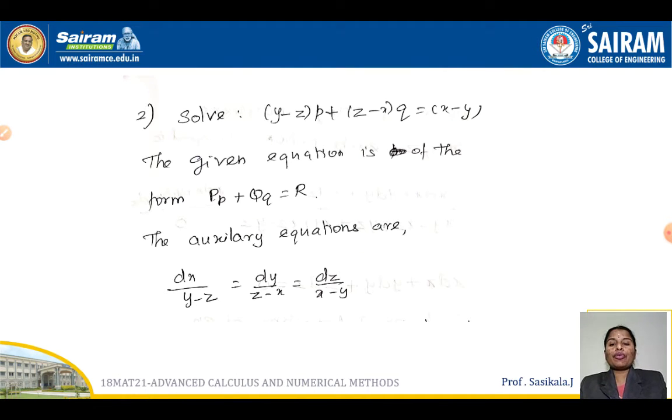Okay, so the next problem we are going to see by using the multipliers, that means k1, k2, k3, which we have seen, no? So like that, how it will be. The question is: solve (y − z)p + (z − x)q = x − y. The given equation is of the form Pp + Qq = R.